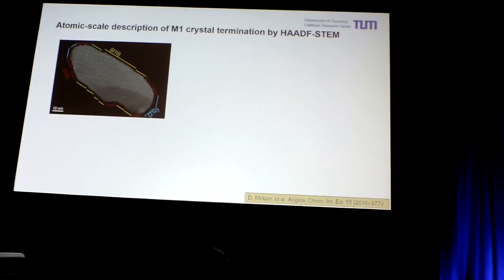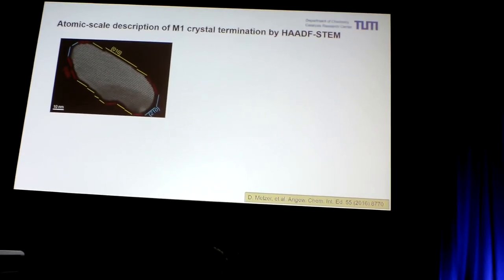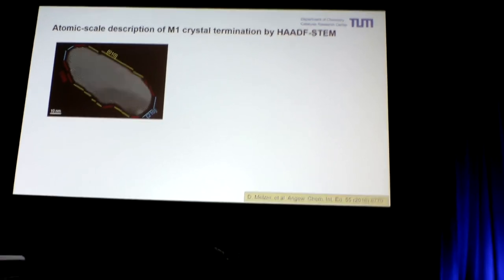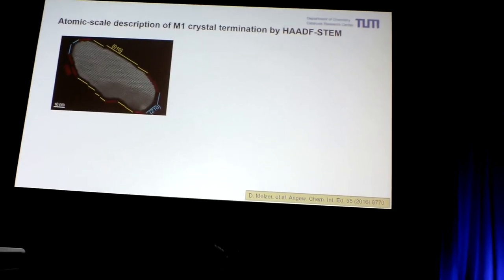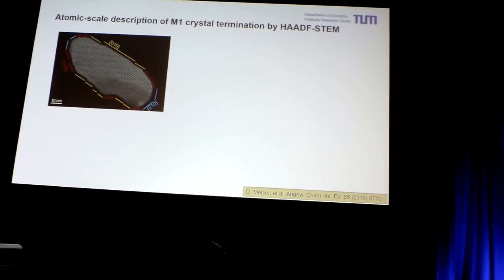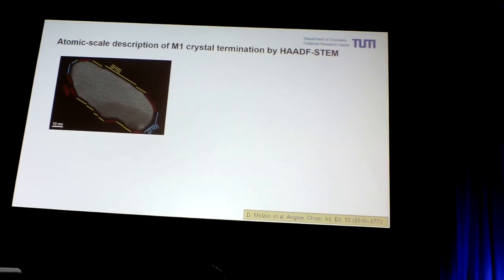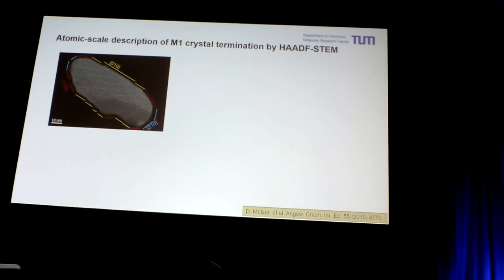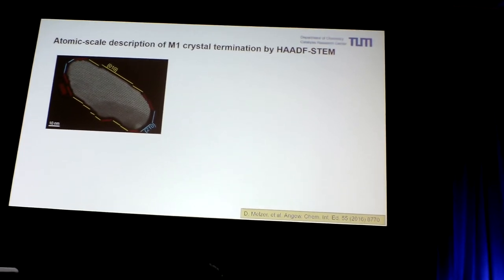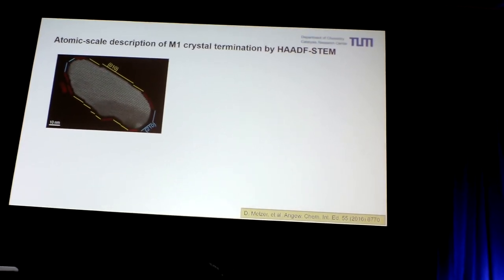We quantified the statistical distribution of the lateral facets of these particles, and in this way we found there are three lateral terminations that are the most abundant, marked here in different colors. And by far the most frequent lateral termination was this 010, marked in yellow.